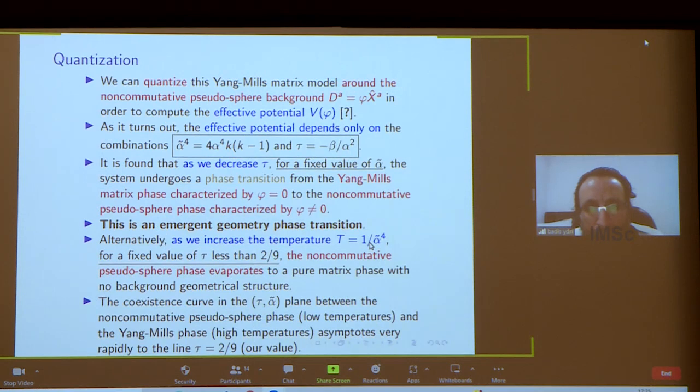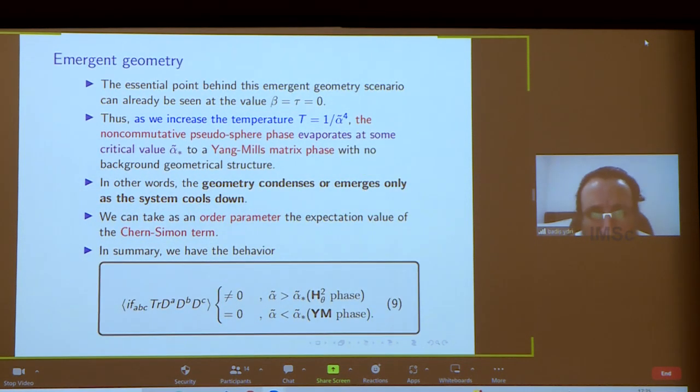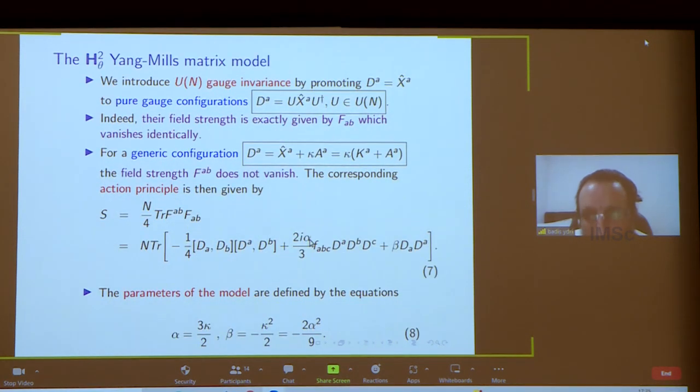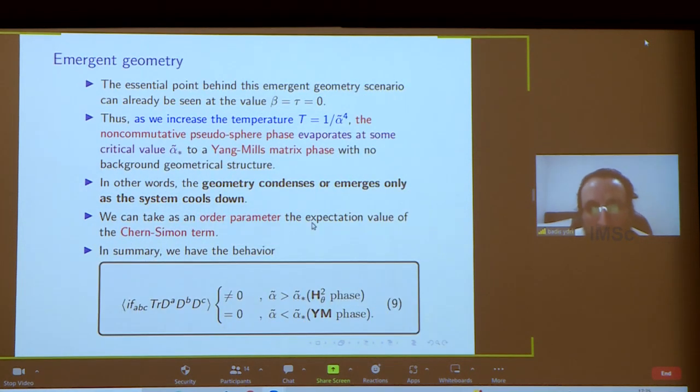What I find is that there is only a single parameter, which is this alpha. Here, the kinetic term occurs. This will play the role of the inverse temperature, the matrix temperature, not the thermodynamic temperature. So T equals 1 over alpha to the 4 is the temperature of this model. As we increase this temperature, the non-commutative pseudosphere, the Euclidean AdS2, evaporates at some critical value alpha tilde star to a Yang-Mills matrix phase. The Yang-Mills matrix phase has no background geometry structure at this stage. I can say more on this if I have time, but for the time being, there is no background geometry structure in the Yang-Mills matrix phase.